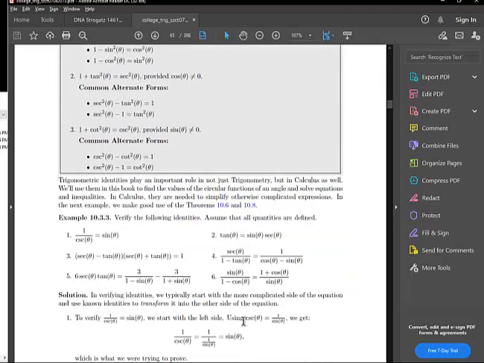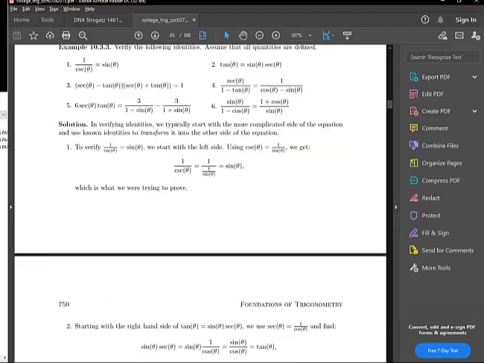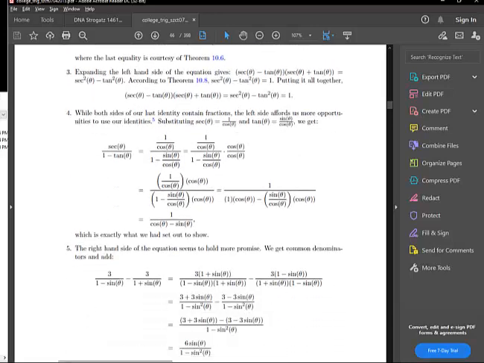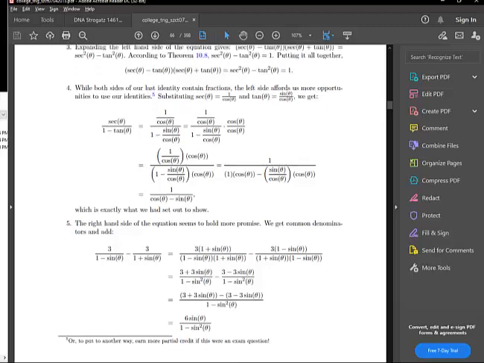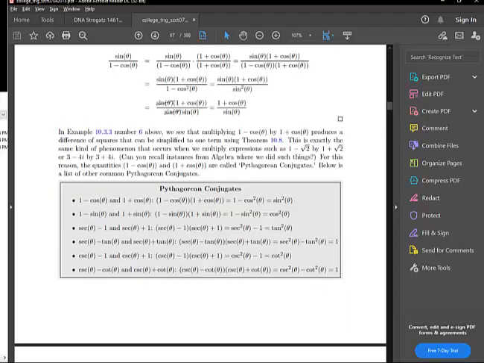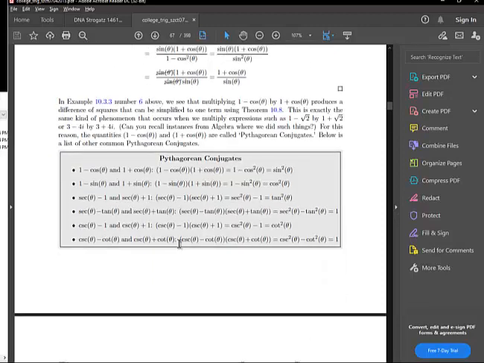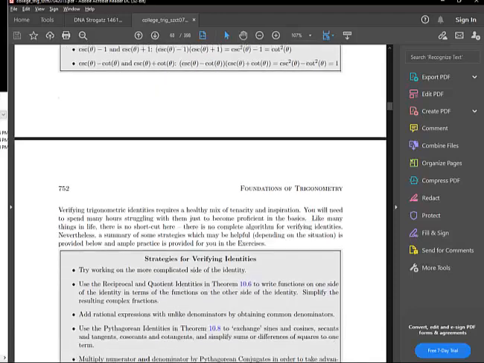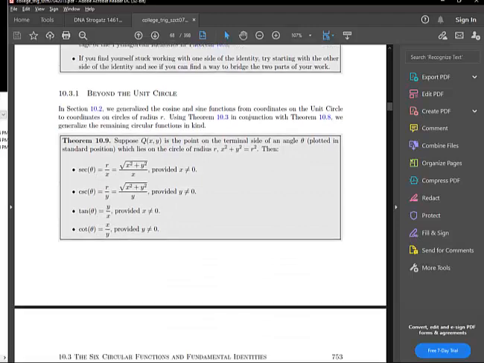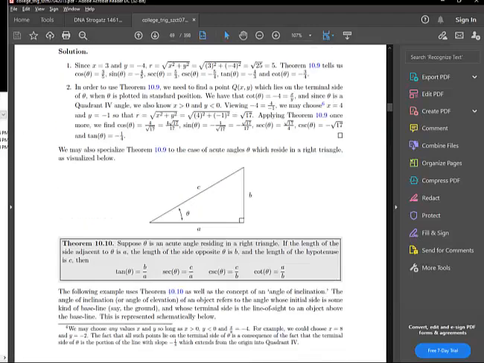A good strategy is to reduce everything to sines and cosines. Once you reduce it to sines and cosines, that's a good way to prove identities. And you'll see sometimes difference of squares comes in very handy. So here are more of these different trig identities, just applications of the same identities. Here are some strategies for verifying identities, and some other stuff, secants of angles and so on.